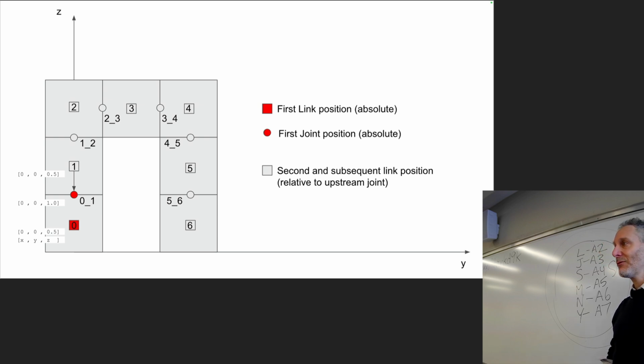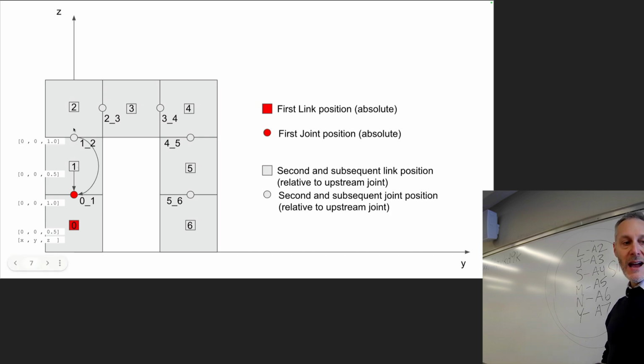So far, so good? If I lost anyone? Okay, so this link, we define it as relative coordinates. The next joint that we add, this joint, which is connecting link 1 and 2 together, it has relative coordinates to its upstream joint. This particular joint is sitting 1 unit above its upstream joint. Confused yet? A little bit, okay.